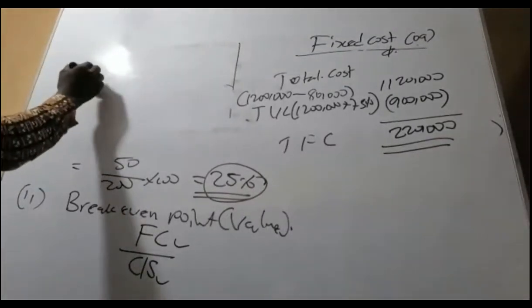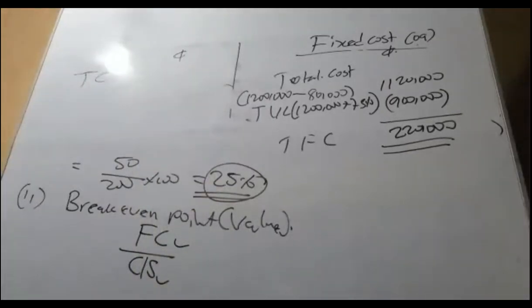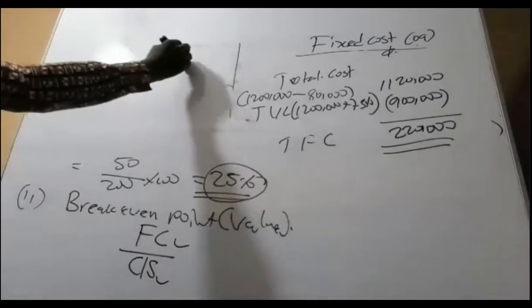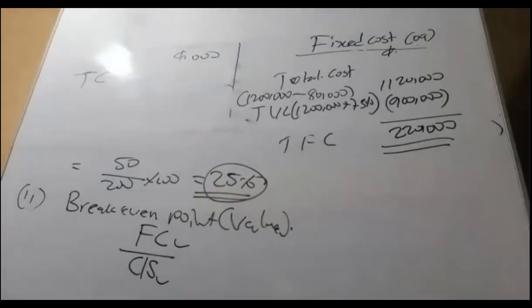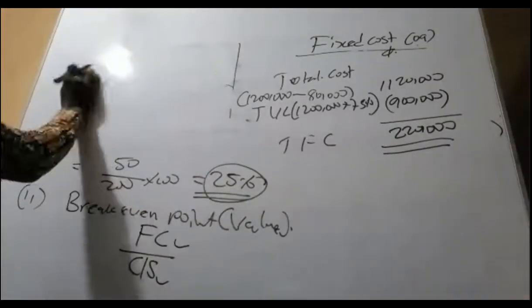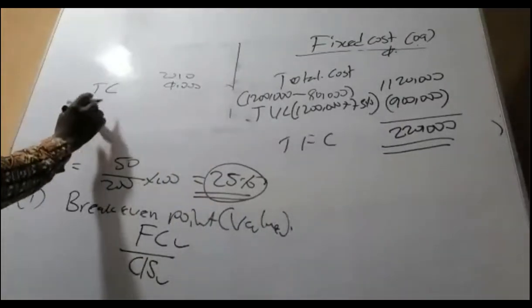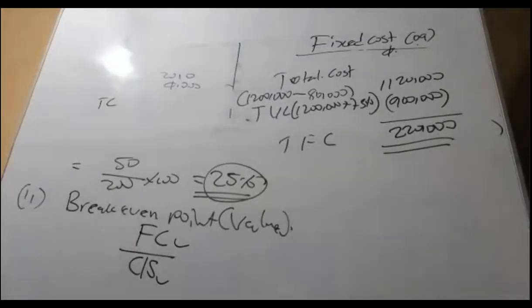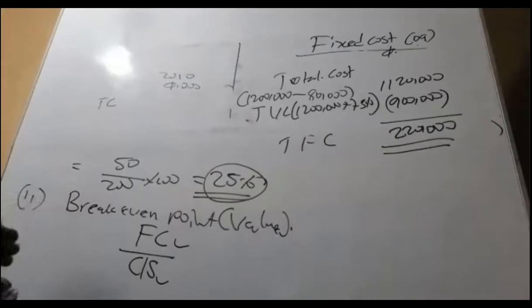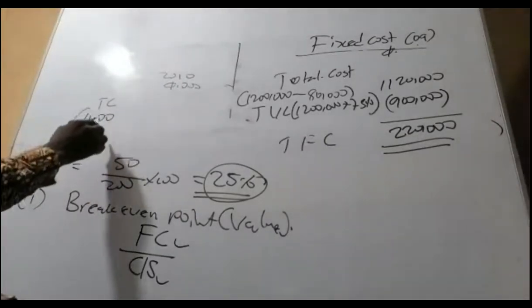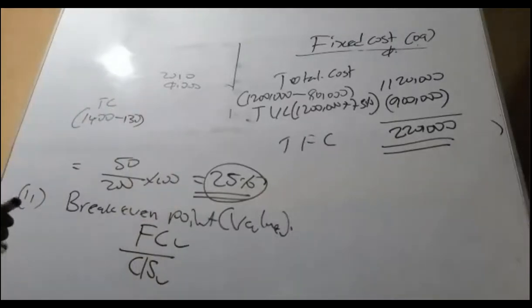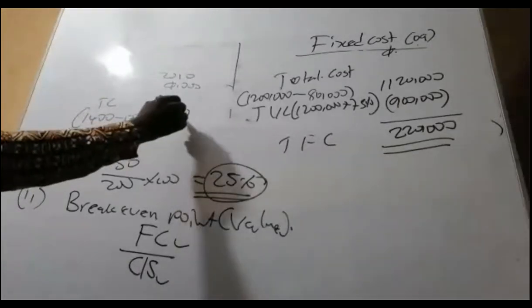2010, total cost will be what? For 2010, the total cost will be, open a bracket, the 1.4 million less 130, right? Good. So 1.4 million less 130 will give us 1,270.